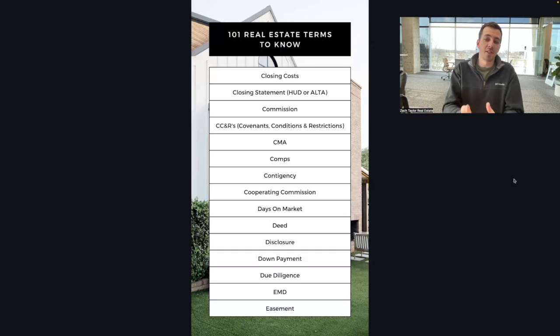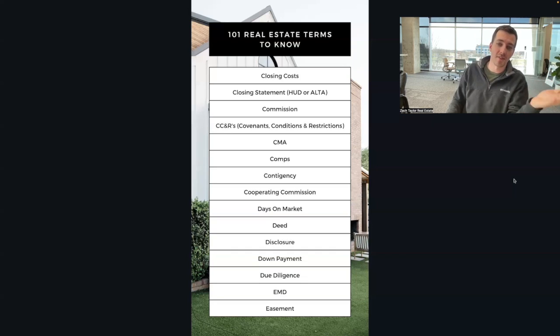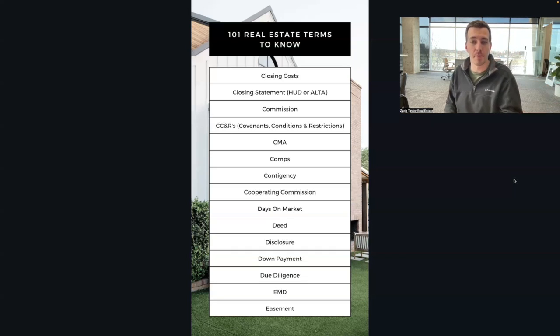Disclosure. So this allows the seller to disclose, hey, do I know, is there a sinkhole? Is there plumbing leaks? Is there something I need to disclose to the other side? Or you could even have a lead-based paint disclosure if the home is built before 1978. So there's different disclosures that could be made.